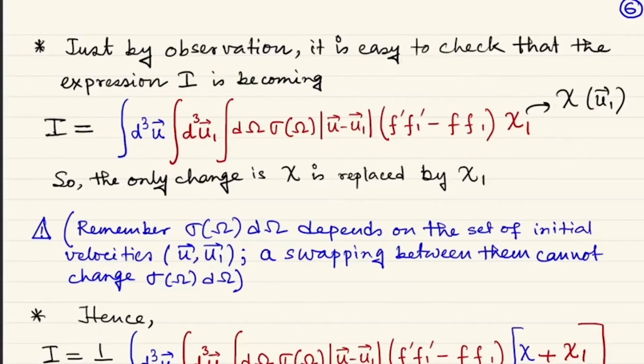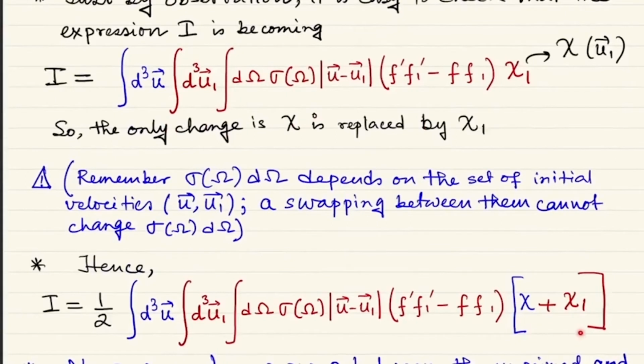So as both are I, I can now write it as half times a sum of these two integrations. That means all the other factors are common, and only I have a sum of chi and chi1.